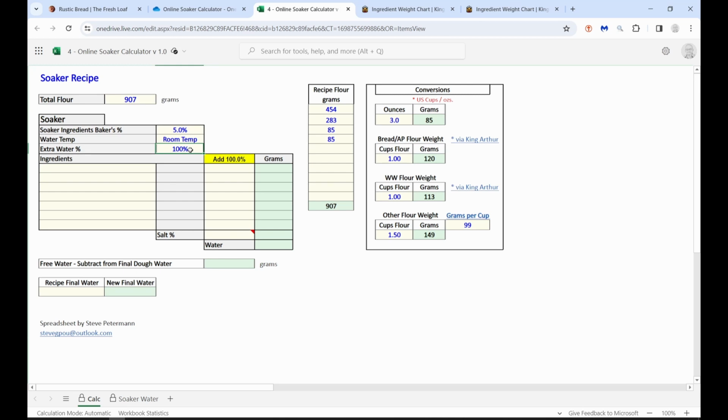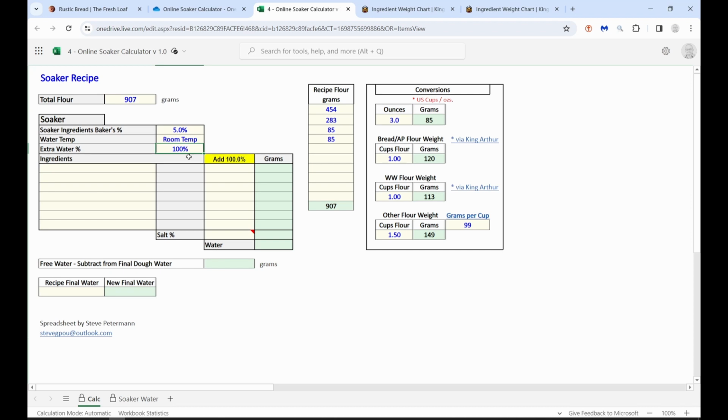So there's a couple ways around that. What I normally do is go ahead and add the soaker to the final, or to the autolyse as well, because there's extra water in here. So you get the right amount of water in there. And so far I haven't seemed to have any problem with that. Okay. So that way you get the right amount of water for your autolyse.